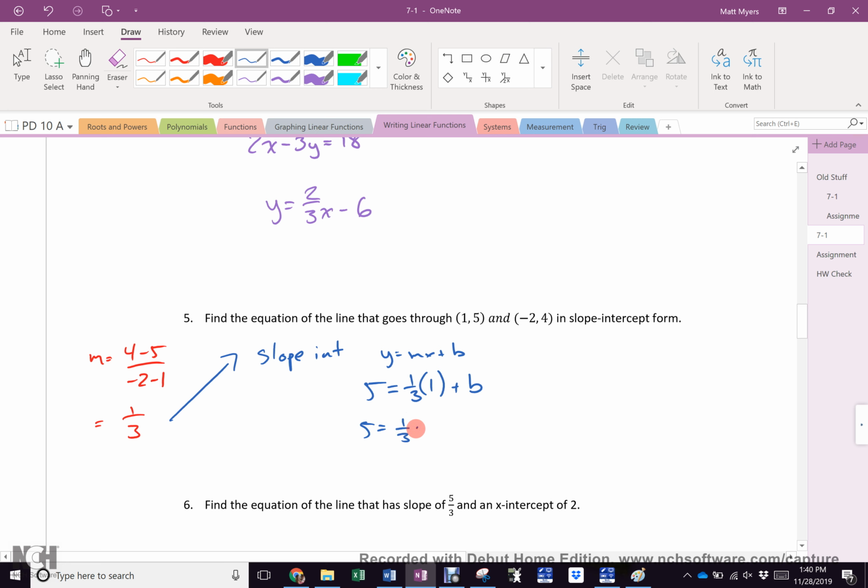And then I would solve that. 5 equals 1/3 plus b. Bring that over. 4 and 2/3 equals b. So what's the answer? Y equals 1/3 x plus 4 and 2/3. The other option is, of course, as Jordy said, point-slope form, because you have 2 points and a slope. So if you put either one of those points in and then move it around to get to here, what will happen? I'll get the same answer.